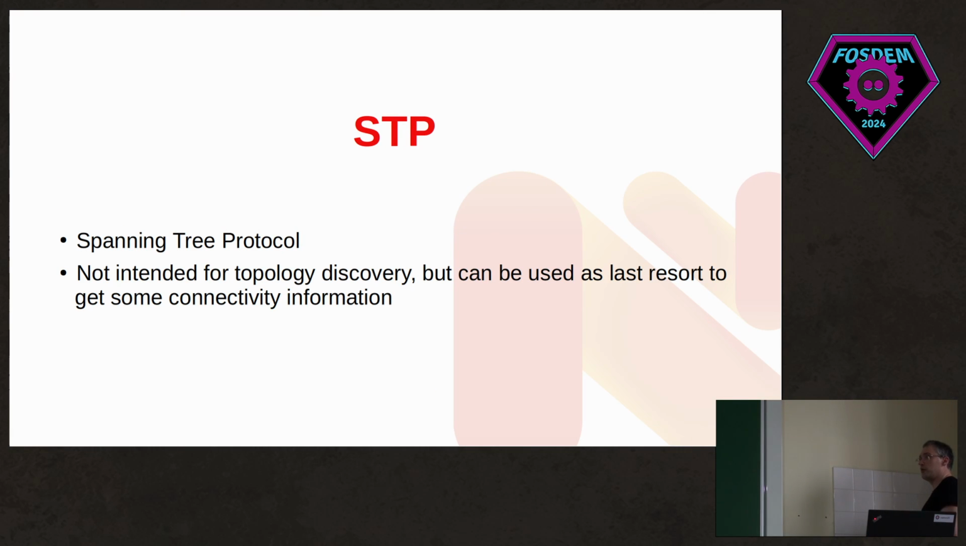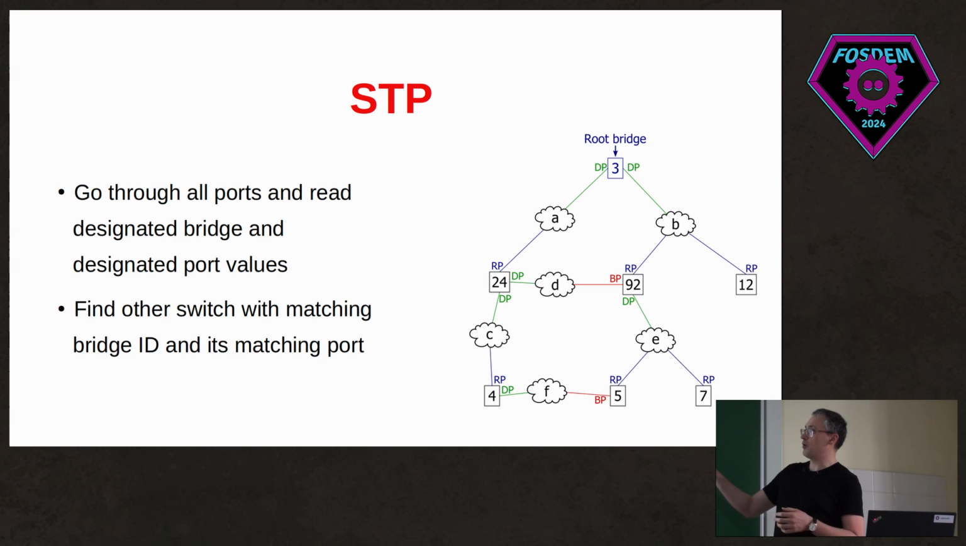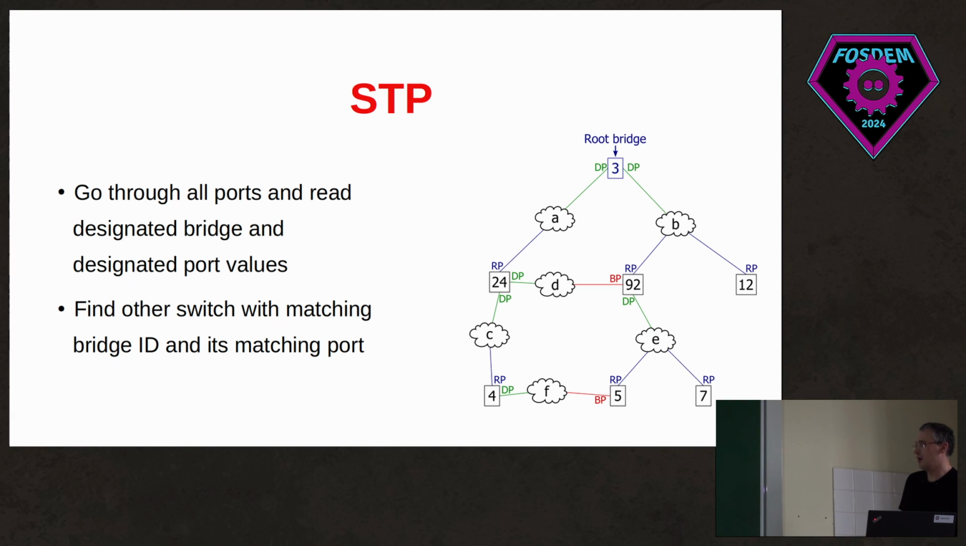Another a bit unusual source of topology information is spanning tree. Spanning tree protocol was never intended to be a protocol for topology discovery, but still we can get some information about connectivity between switches from spanning tree. We can use it as a last resort if we don't have LLDP or CDP between switches. So how does spanning tree operate? When the switches are connected in the spanning tree domain, they elect a root bridge, and then every switch will have a root port. This is the port that points to the shortest path to the root.